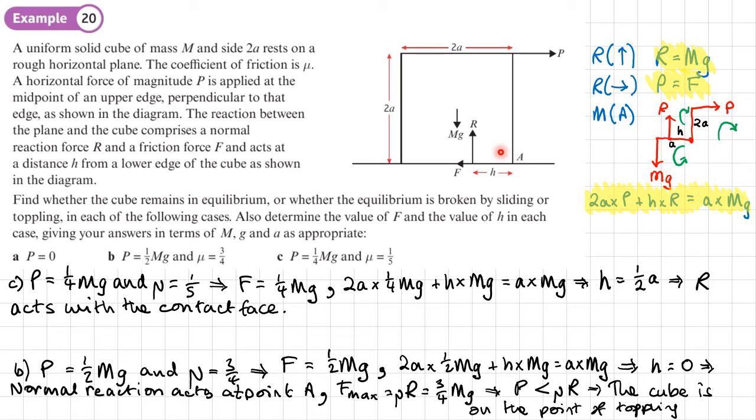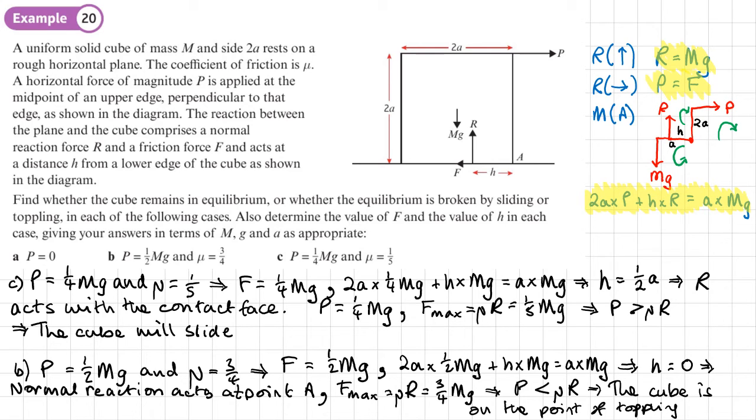So when it's acting within the contact face, we know that it's either going to remain in equilibrium or slide. And the way we're going to decide is to compare our pulling force with F max. So since we have P is equal to 1/4 mg, F max is mu R, which is 1/5 mu times R, which is mg. So we can see from this that the pulling force is greater than mu R. So that means there's enough pulling force to get this cube moving to the right. So in this case, the cube will slide.